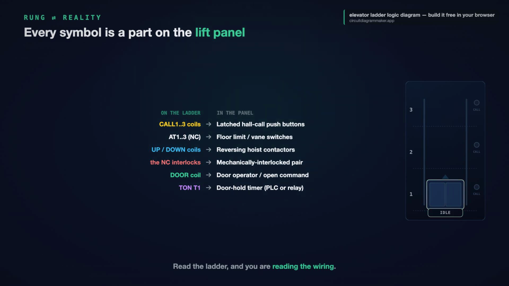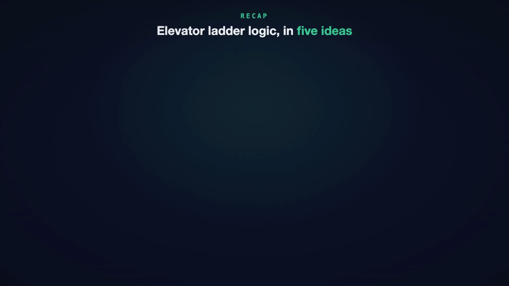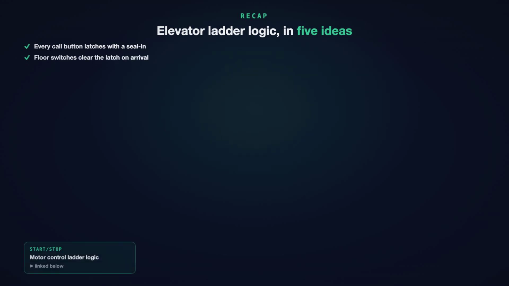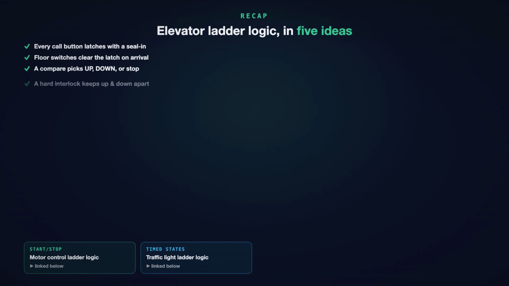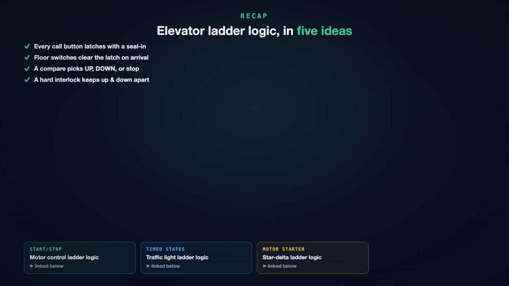So there it is, an elevator ladder logic diagram, the whole simplified lift controller in 7 rungs. Every call button latches with a seal in. The floor switches clear the latch on arrival. A simple compare picks up, down, or stop. A hard interlock keeps the two directions apart. And a TON holds the door before the car can move again.